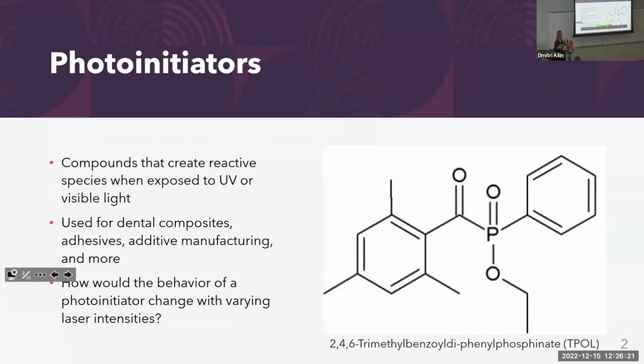So to start with, I would like to focus in on photoinitiators and the reasoning behind this project. Photoinitiators are compounds that create reactive species upon exposure to light, whether that be UV or visible. There are two categories: it could be either cationic or free radical. In this study, TPOL is a free radical photoinitiator. So when it is exposed to UV light, it cleaves at this bond right here, at this phosphorus-carbon bond.